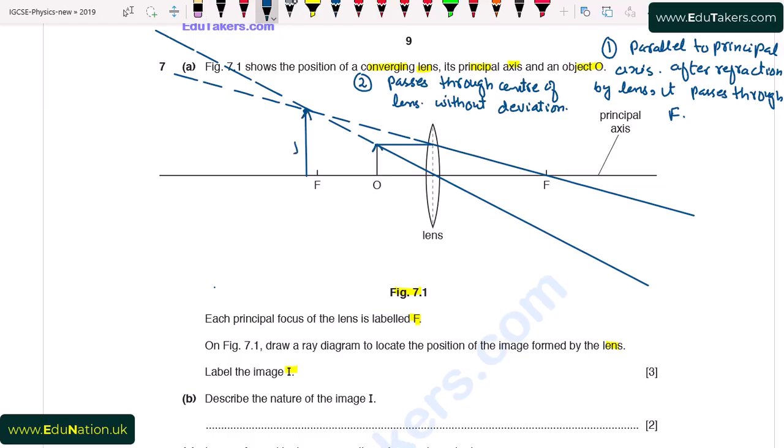And I label it with I. And these rays are coming in this direction. I also have to put arrows here.